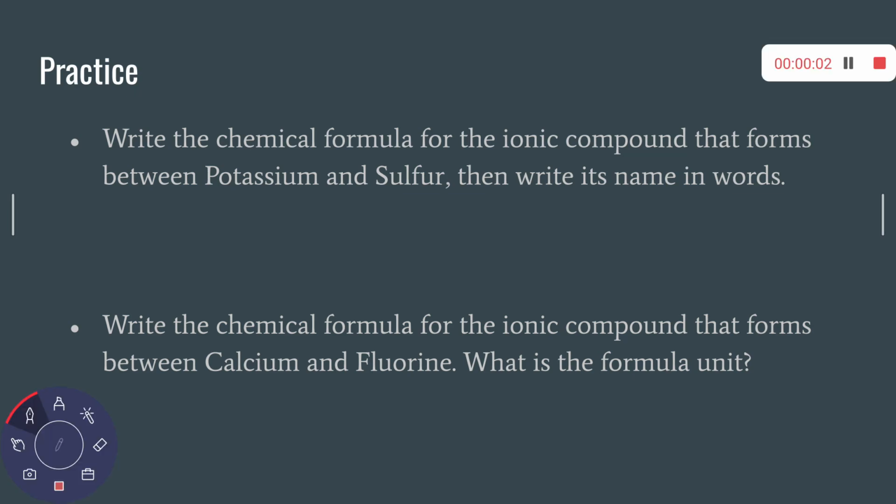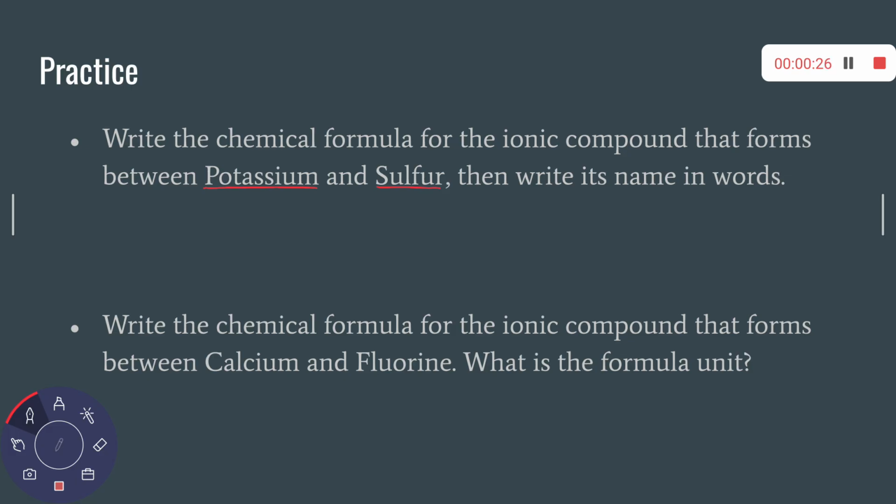All right, everybody. We are asked to write the chemical formula for the ionic compound that forms between potassium and sulfur, and then we need to write its name in words. Now, if you're ever confused, how do I know if it's an ionic compound? You should check. If one of your elements is a metal, like potassium is, and the other one is a nonmetal, like sulfur is, that means you have an ionic compound.